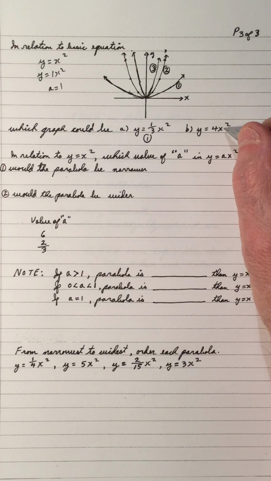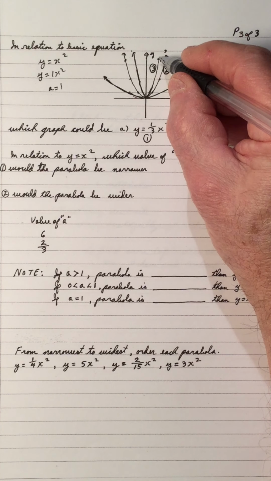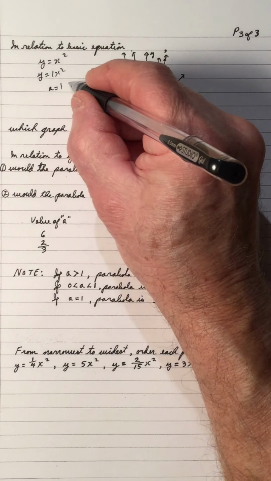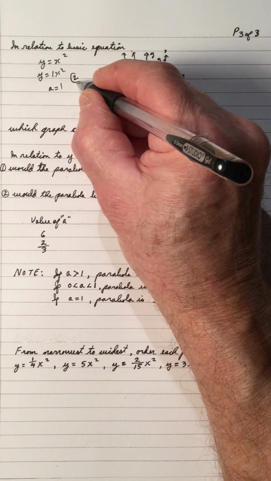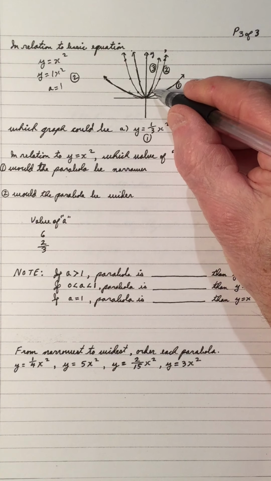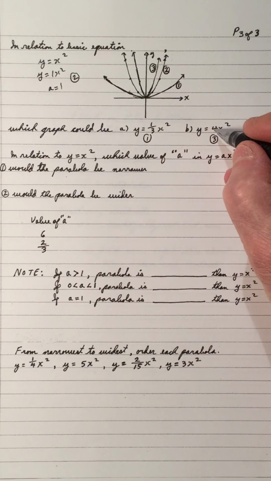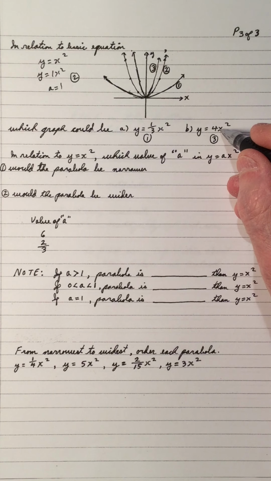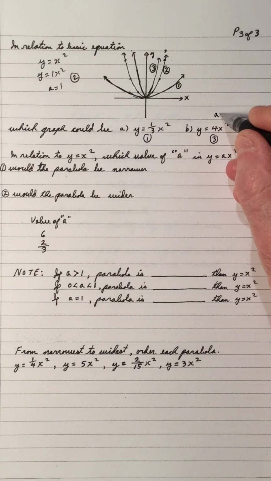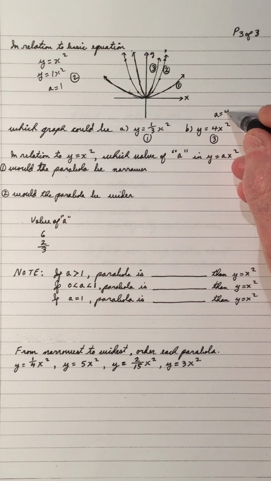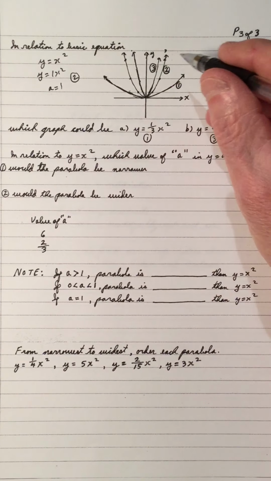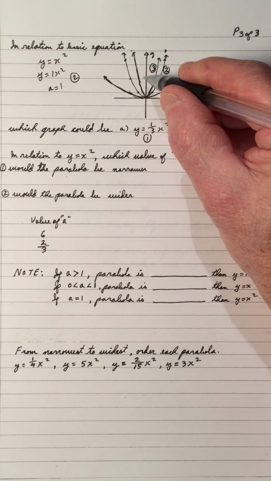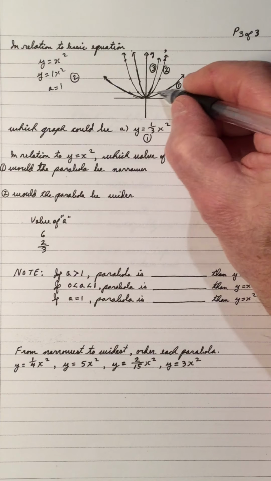And y equals 4x squared, that would be number 3 graph. And the basic equation would be number 2 graph. Because, again, the bigger the number, the narrower the graph. So y equals 4x squared, A is 4 here. So the bigger the number, the larger the number greater than 1, it'll be narrower. The smaller the number, less than 1, it'll be wider.